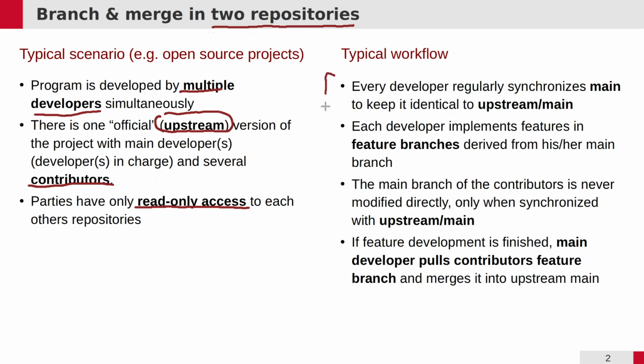Every developer basically keeps his main branch in sync with the main branch of the upstream project, the official project, and then every developer develops the features he or she would like to add in so-called feature branches, exactly the way we have learned in the previous video, making a branch. And then when the developer is ready with the feature, he asks the upstream developers, so the people who have write access to the official repository, to pull the changes which were implemented in his own repository into the official project. One thing to note is that the main branch of each contributor always represents the upstream main branch, the official main branch of the project, and the contributors never touch that one directly. They only synchronize it with the upstream branch.